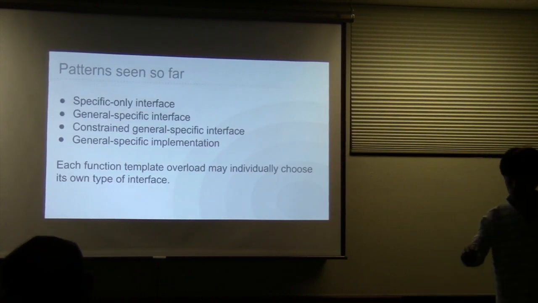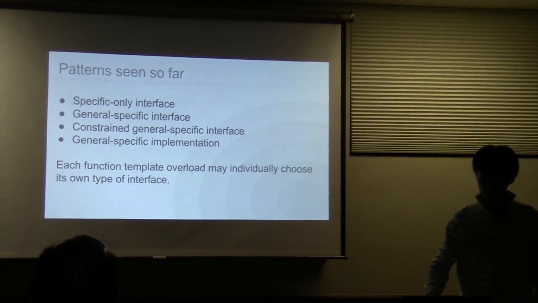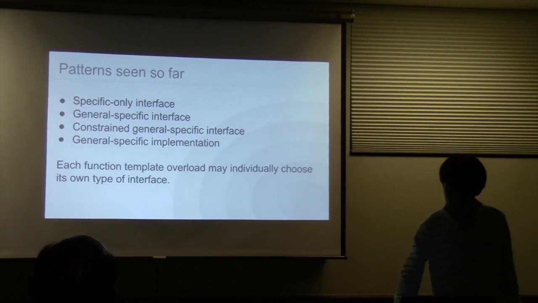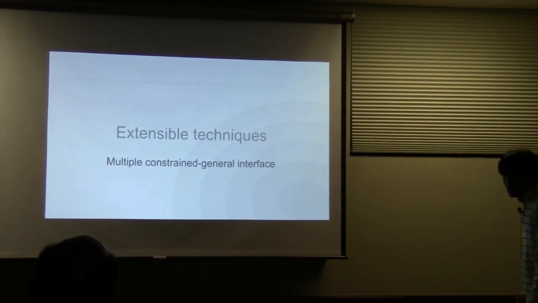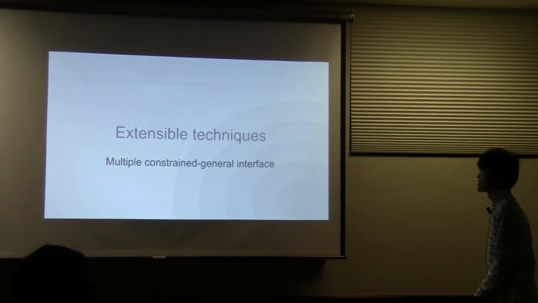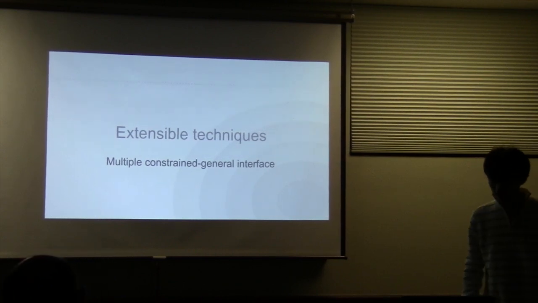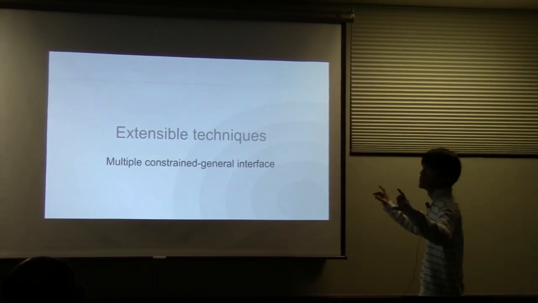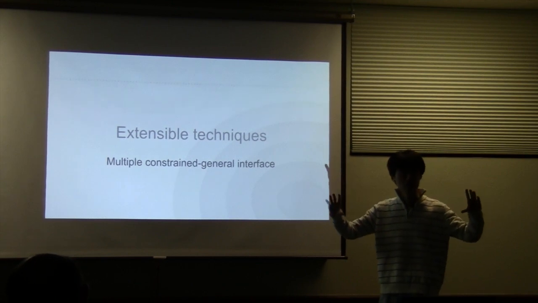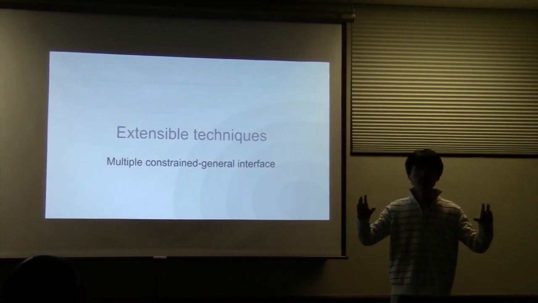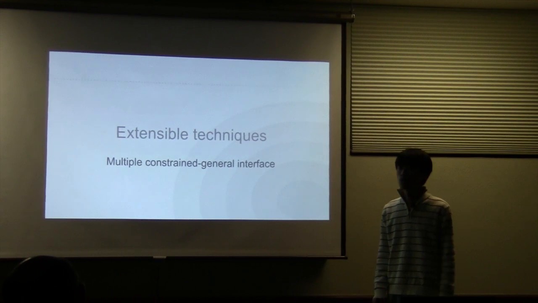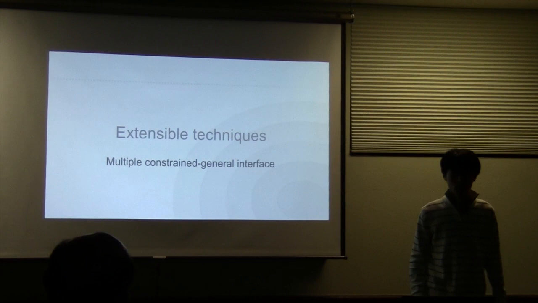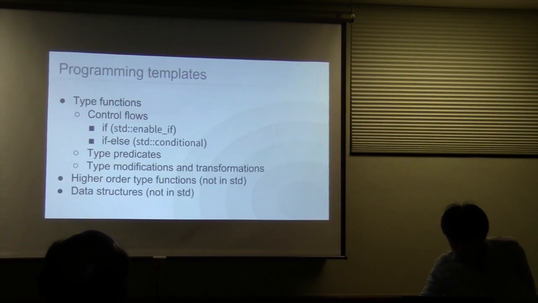So look at the patterns we've seen so far. Specific only, general specific, constrained general specific interface. There's one more. Multiple constraint general interface. How to solve that? You can imagine you have one or more base templates and they are ambiguous, so your overload resolution jumps across those. How to solve this problem?